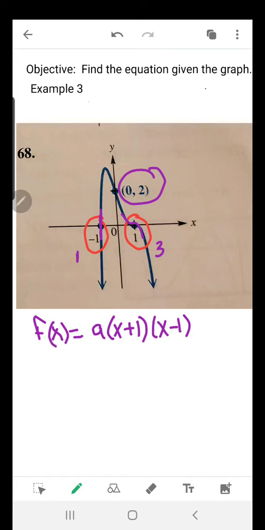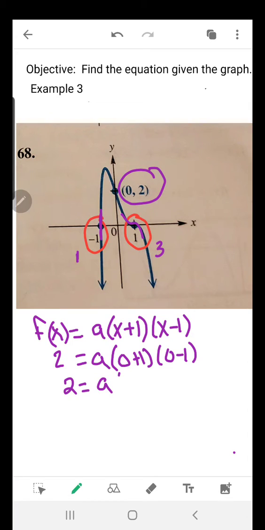So remember, f of x is 2, because f of x is the same as y. So y equals A times, x is 0, 0 plus 1 times 0 minus 1. We have 2 is equal to A times 1 times a -1. 2 is equal to A times a -1. When we divide both sides by -1, we get -2 is equal to A. So A is equal to -2.